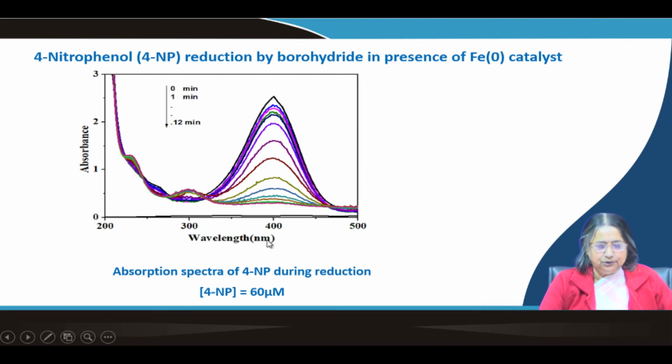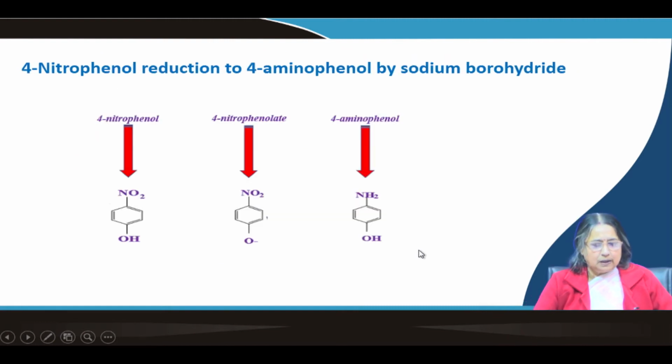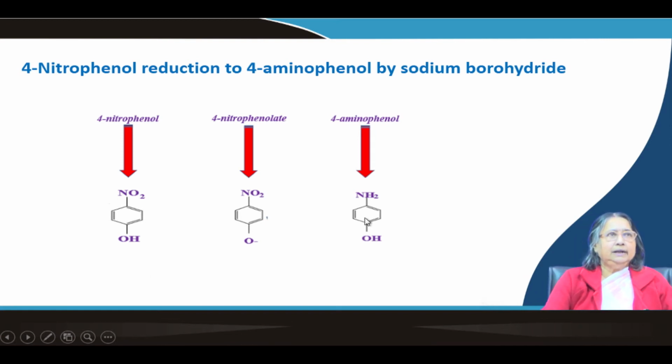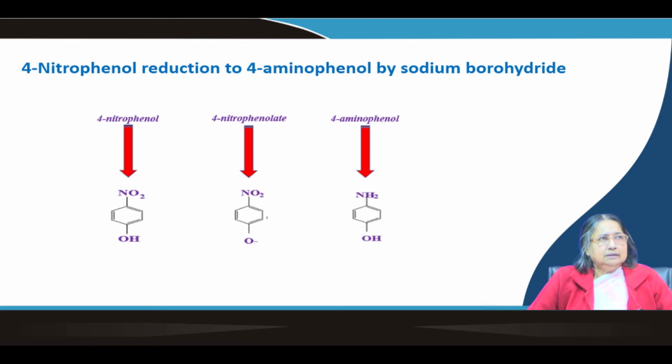So, 4-nitrophenol, what we are doing actually, we are reducing the nitrophenol to aminophenol. This is reduction, nitro group is coming to amino group. So, we are reducing nitrophenol to aminophenol. This can be done by hydrogen gas, zinc HCl, which produces hydrogen gas, or we can do it by a strong reducing agent, borohydride.